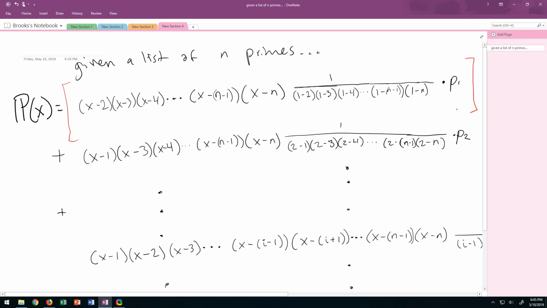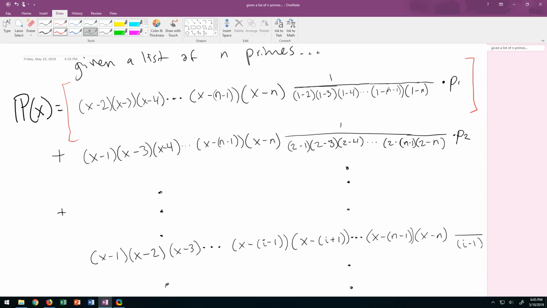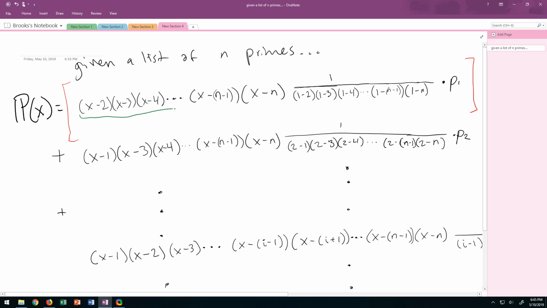The first part of the first polynomial gives the polynomial zeros everywhere except at x equals 1. Notice how I have x minus 2, x minus 3, x minus 4, and so on up until x minus n, but I'm missing x minus 1. So it doesn't have a 0 there.